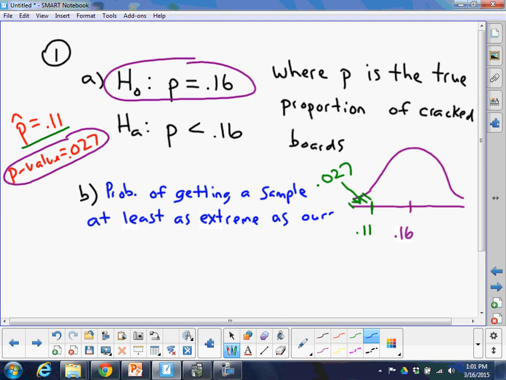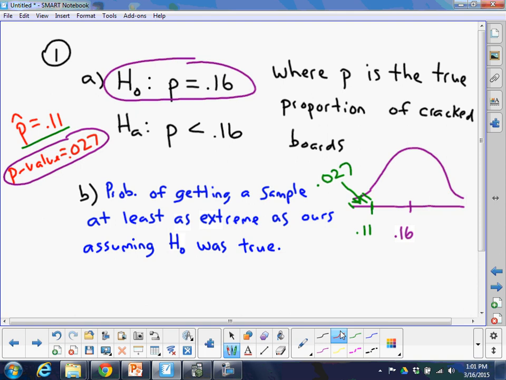And again, it's all based on assuming H0 was true, so assuming the mean really was 0.16. We could probably do a better job using context here, like be specific: what's the probability of getting a sample of boards with less than 11% cracked if the true proportion is really 16%? So just be safe, use context a little better. But that's the gist of what a p-value is.